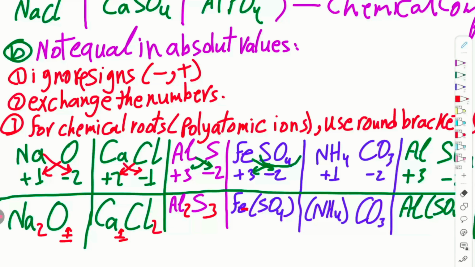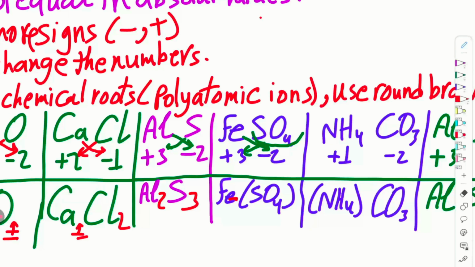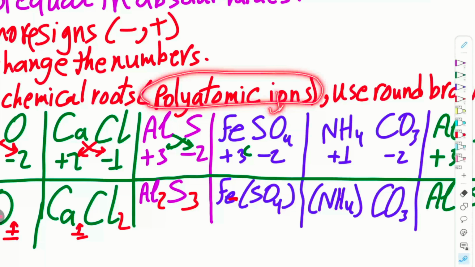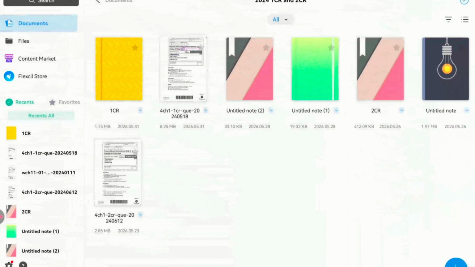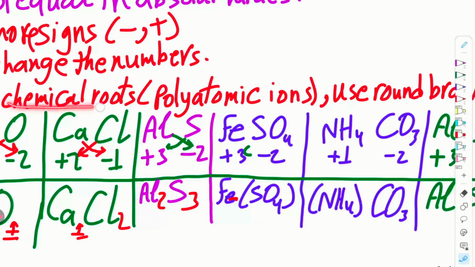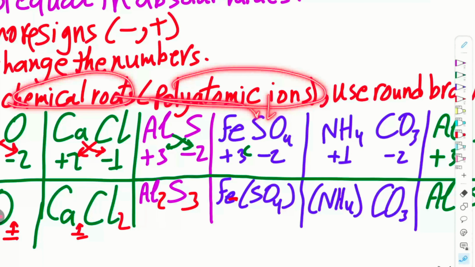Now here we have a problem, teacher. Teacher, look at this chemical ion, this SO4. SO4 is not one atom. It's a group of atoms. Those are called polyatomic ions, or we call them chemical roots. Both names are correct. So what shall I do?